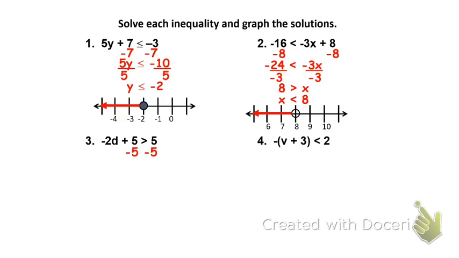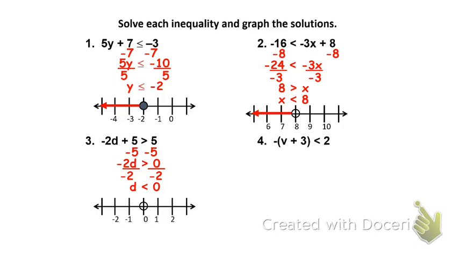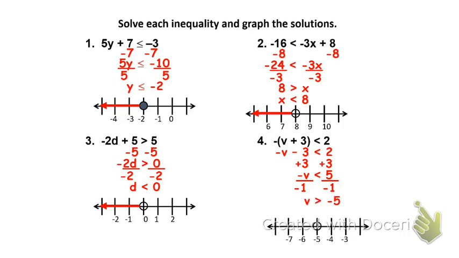For the next one, we'll subtract 5 from both sides, but then have to divide by a negative. Dividing by a negative 2 means we're going to reverse the symbol. d is now less than 0. Open point, shade to the left. For the next one, we could start by dividing both sides by negative 1, or we could distribute the negative. Let's distribute. We'll now add 3 to both sides, but then have to divide by negative 1. We're going to flip the symbol. Open point, shade to the right.